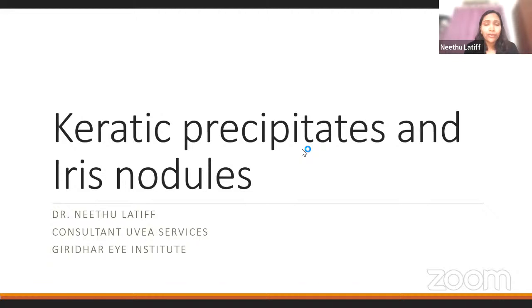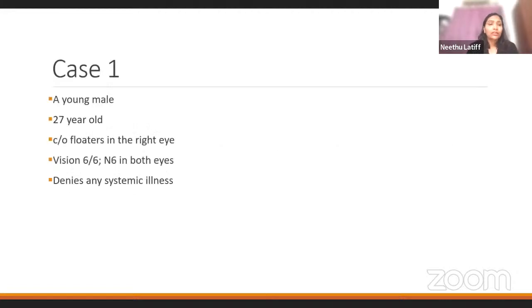So I'll be talking about keratic precipitates and iris nodules. To make it more interesting, I have included some interesting cases. Case 1, a young male, 27 years old, complains of floaters in the right eye, vision 6/6 in both eyes. He denies any history of systemic illness.